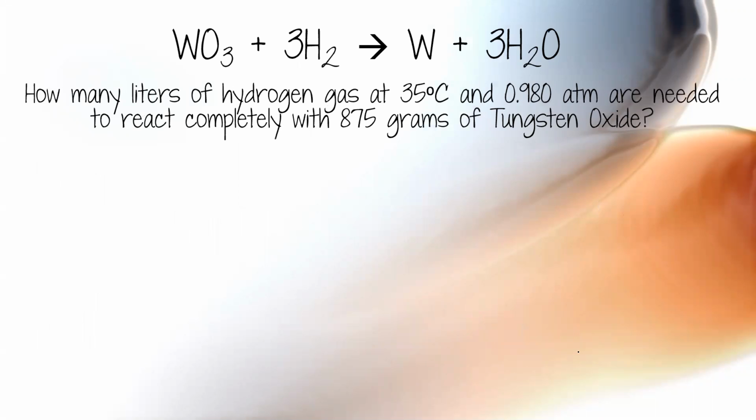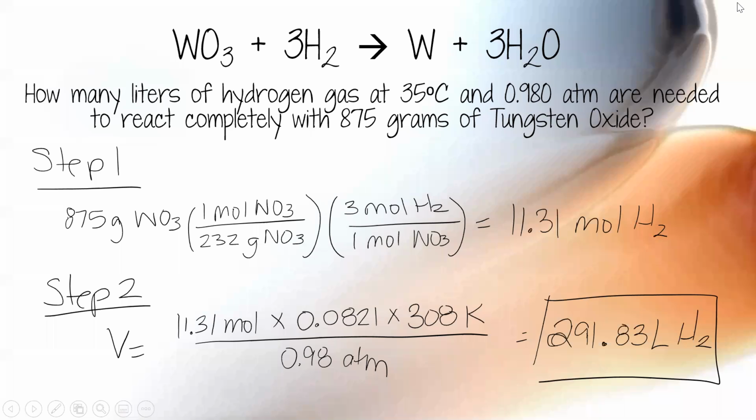All right, try one more. Already balanced for you. Try this one. I'll throw the answer up there for you. If you need help or you didn't get it, you know what to do. Contact me via chat or come to office hours. So hopefully you're ready to check. I got my final answer of 291.83 liters of hydrogen gas.